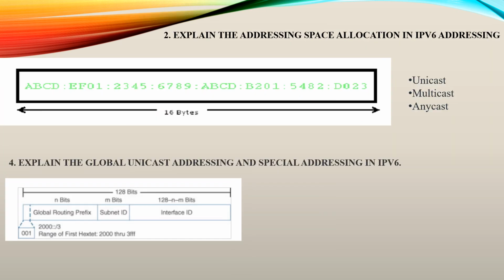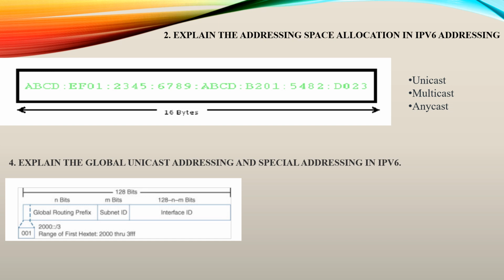And then moving on to the next question: explain the address space allocation in IPv6 addressing. So these are the 3 addressing types that are used: unicast, multicast and anycast. Unicast is nothing but one client connected to one server. Multicast is one client connected to multiple servers. Anycast is many clients connected to many servers.